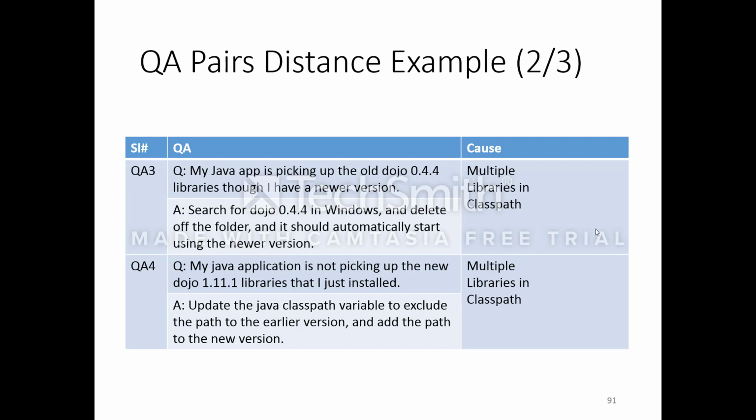Now let us contrast this with another set of two Q&A pairs, which is QA3 and QA4. Here the questions are highly similar. The question is basically talking about a library. So my Java app is picking up the old Dojo libraries while I have a new version. QA3 talks about one old version of Dojo. QA4 talks about a slightly newer version of Dojo. But apart from that, the content is very similar, right?